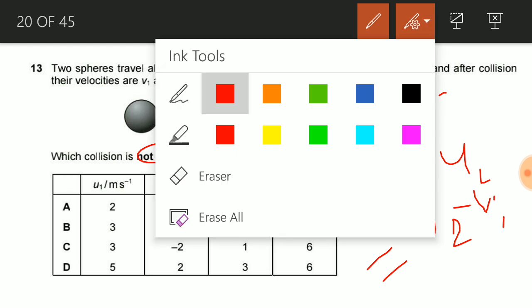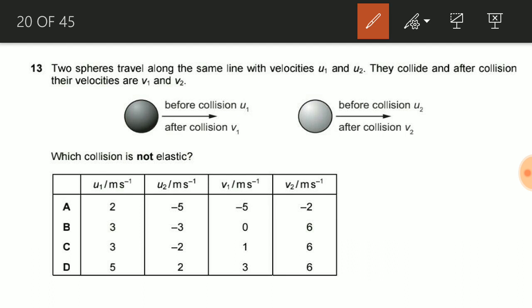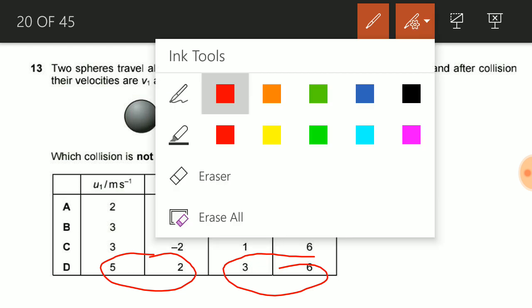Now let us calculate the relative velocity of approach. In option choice D, that will be 5 minus 2. 5 minus 2 is the relative velocity of approach, u1 minus u2. Now the relative velocity of separation is 6 minus 3. 5 minus 2 is 3, and 6 minus 3 is 3. So this is an elastic collision.